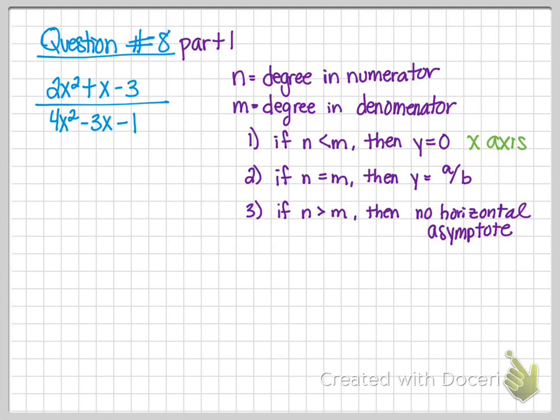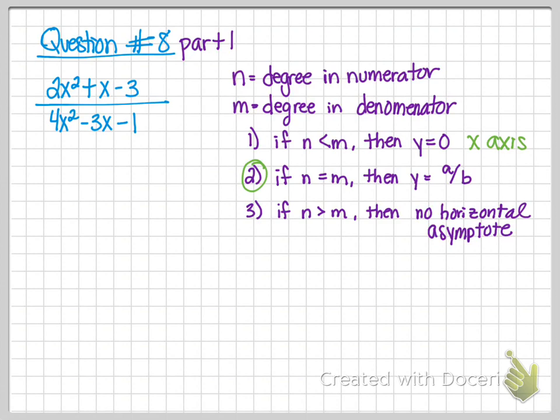Number 2, if n equals m, meaning that the 2 degrees in both the numerator and the denominator are equal, then you're going to take their leading coefficients and divide them. And that is the case for this one. And so we'll come back to it, but let's just review rule number 3. If the numerator degree is higher than the degree in the denominator, then there is no horizontal asymptote.